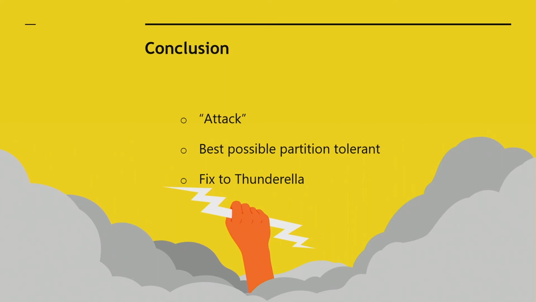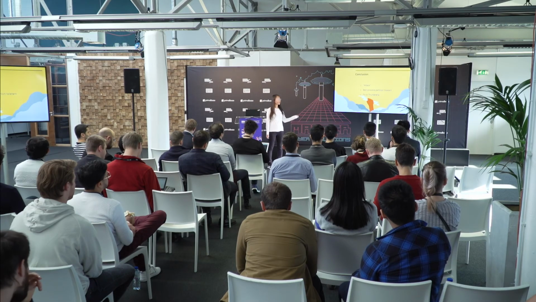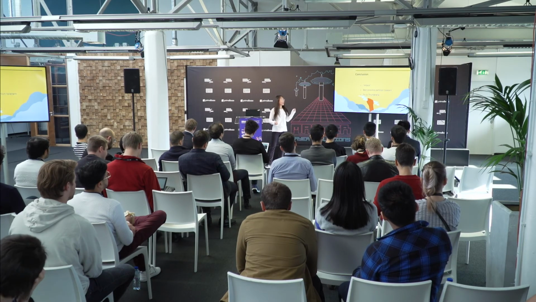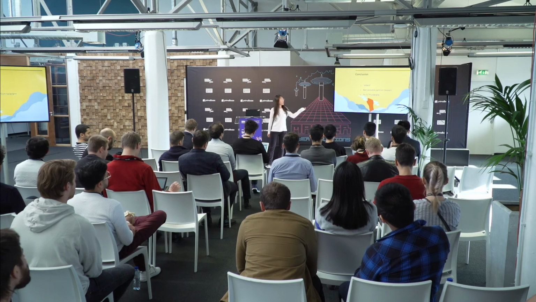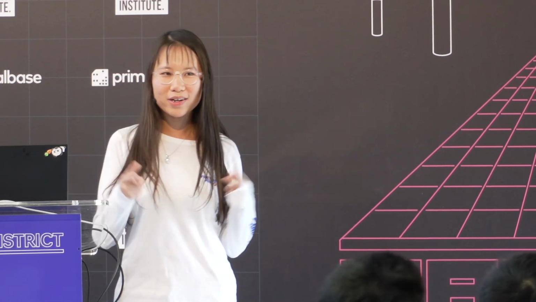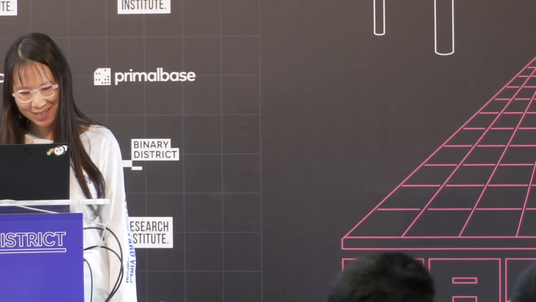And as a conclusion, in this talk, I first quickly described the Thunder protocol, and I described an attack. And then I proposed the new best possible partition tolerant notion, and I gave a fix to Cinderella, which gives us better robustness and makes Cinderella work on a larger network. This gives us better scalability.